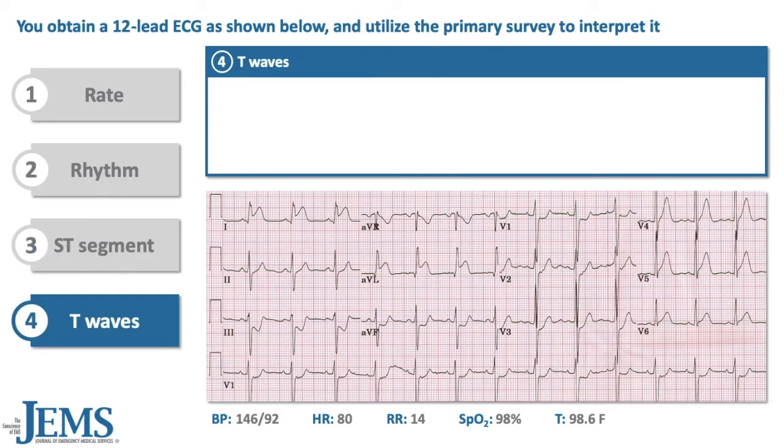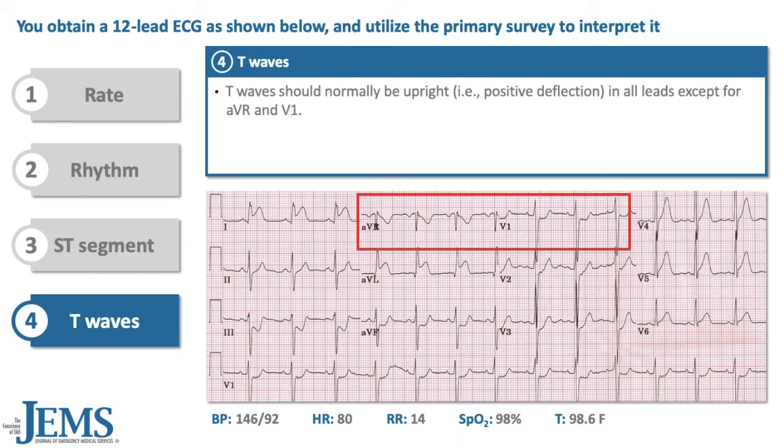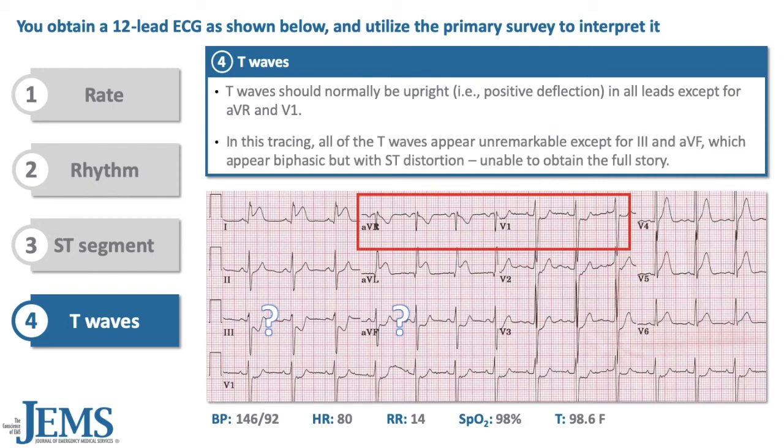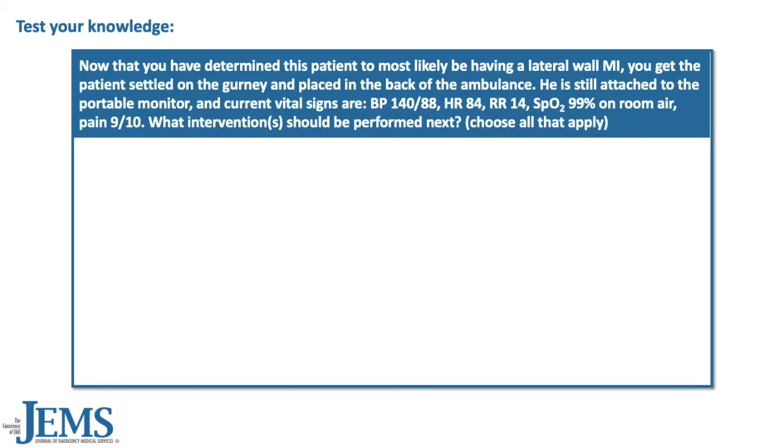Now, we will look at the T waves. We know that T waves should be upright in all leads except for AVR and V1. On our ECG, the T waves appear unremarkable with the exception of 3 and AVF, which may be biphasic, but it's important to note that it's not possible to evaluate T waves adequately in the context of distortion from ST changes. With the primary survey complete, you have determined that this patient is probably having a lateral wall MI, and you begin to get him loaded into the ambulance.